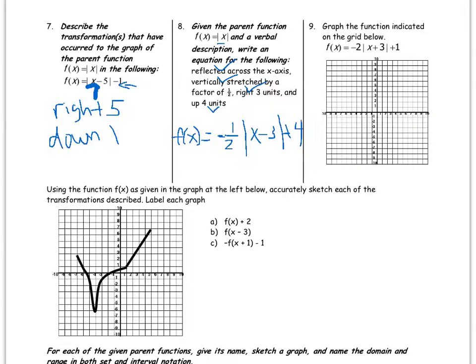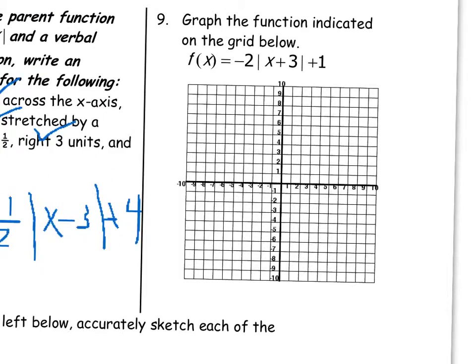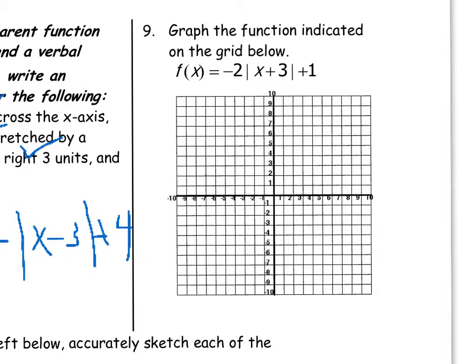On 9, we want to graph this function on the grid below. So we've got f of x equals negative 2 absolute value of x plus 3, plus 1. We want to be able to move my vertex. This plus 3 is going to go left 3. The plus 1 is going to go up 1. So that's where my vertex is going to go. So my vertex is going left 3, up 1 unit, which is where my vertex will be.